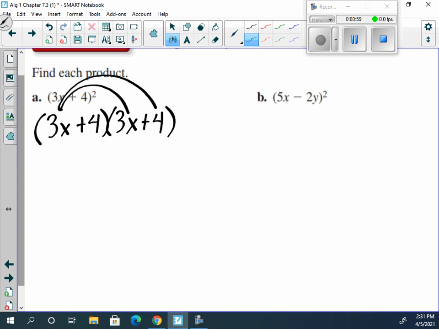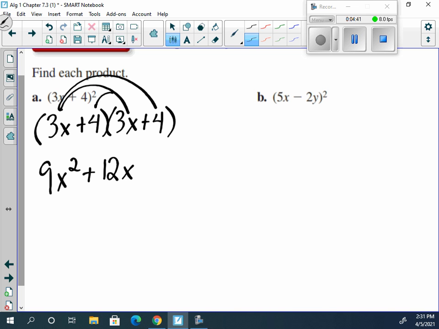Now 3x times 3x, well 3 times 3 is what? Because 3 times 3 would give us 9. x times x will give us x squared, yes? Then what can we do? 3x times 4. Since they're both positive, it'd be plus. 3 times 4 is 12. And then we would have x to the first, because we only have one x out of either one. So it'd be x to the first. Questions on this here?